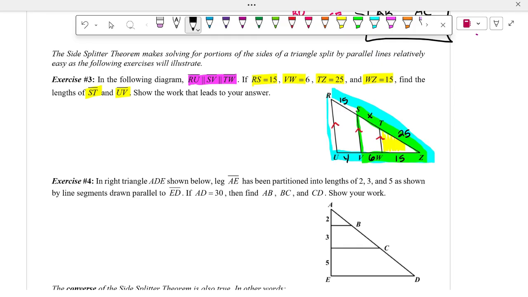Based off of the side splitter theorem, the easiest way that I can explain it is that it is all of the small side of the smaller triangle and part of the big. In other words, whatever two triangles you're dealing with, you would take all of the small side and then put it over the other part of the big that you didn't use.